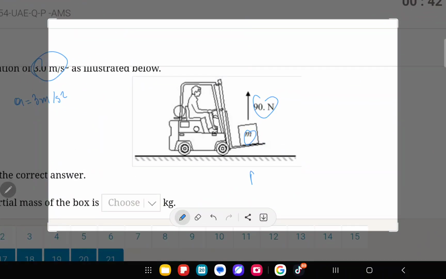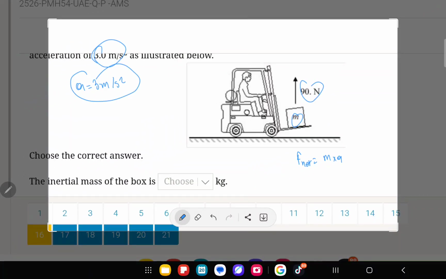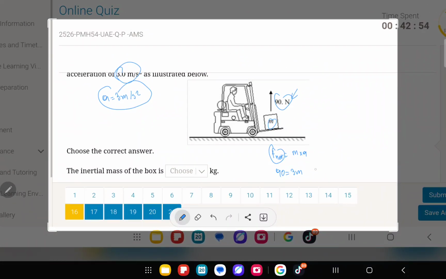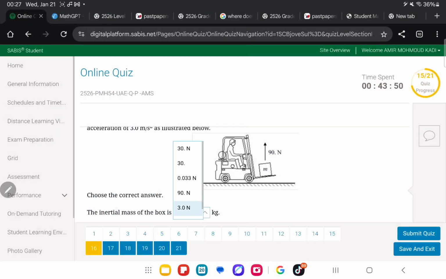Simply we just do F net is equal to mass times acceleration. We have acceleration, we have F net, which is 90. So we have 90 is equal to 3m. Thus, 90 over 3 is equal to 30. 30 what? Kilograms. The options here are tricky. Anything that has a unit and then kg after, wrong. Literally, you don't even have to calculate. There's only one correct answer here.